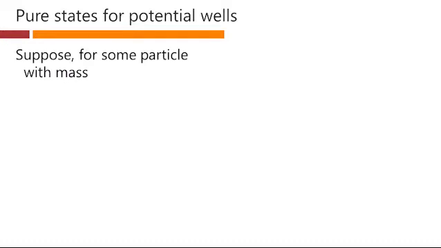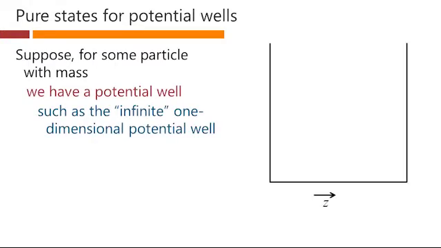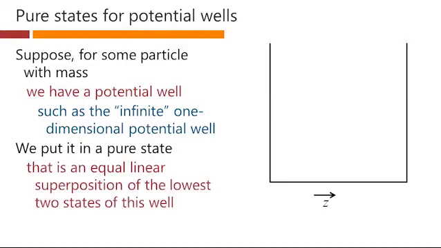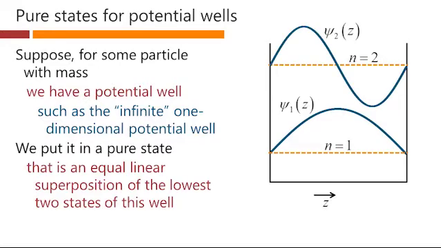Suppose we look at another example now of a particle with mass in a potential well. So we have a potential well, such as the infinite one-dimensional potential well. We put the particle in this one-dimensional potential well in a pure state, that is some equal linear superposition of the lowest two states of the well, for example. So some amount of this state, n equals 1, and some amount of this state, n equals 2. So here's that linear superposition written out.